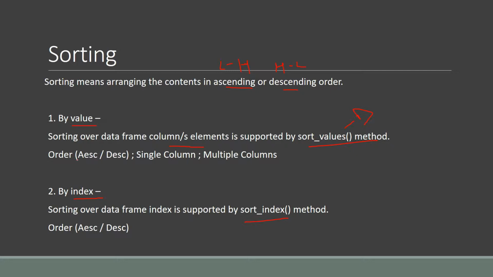Now in values we have three ways to do that. First one is by the order, that is, either you want to do it ascending or descending. Next one, you are doing it on the basis of a single column. And third one, you are doing it with the use of multiple columns. In sort by index we have only one way, that is either ascending or descending. Now we will see how we are able to sort the data frame.